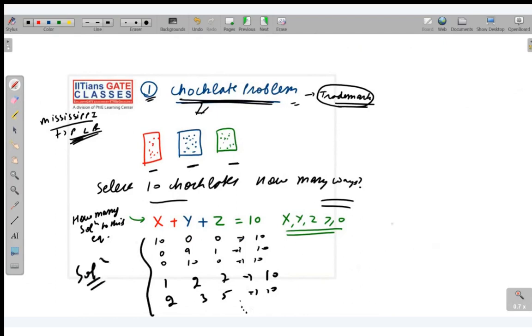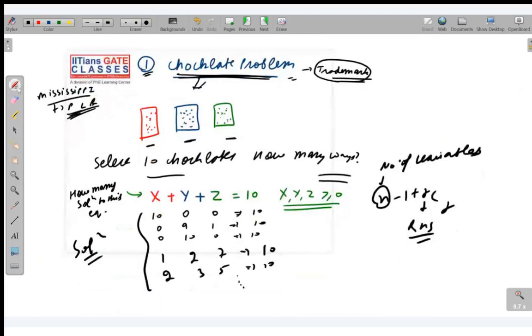So for that we have a formula. What is the formula? n minus 1 plus r C r. Okay, n minus 1 plus r C r. So what is n? n is the number of variables in the equation. What is r? r is the RHS of the equation.